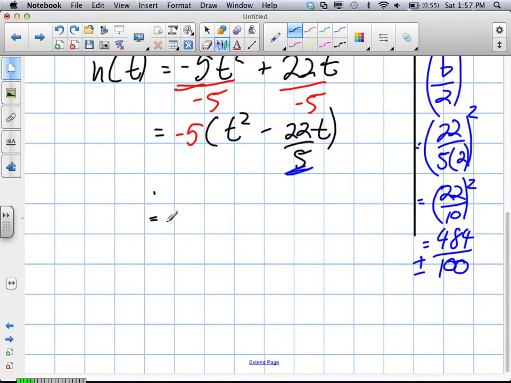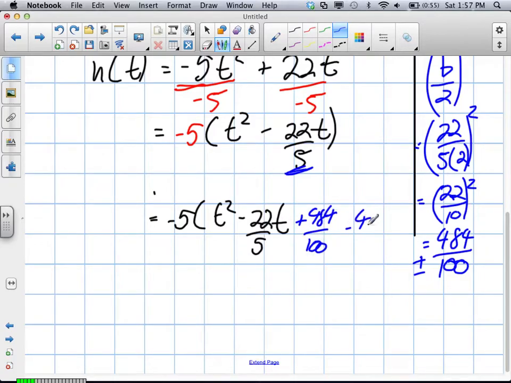Negative 5 t squared minus 22 over 5 t, and we're going to add 484 over 100 and subtract 484 over 100.